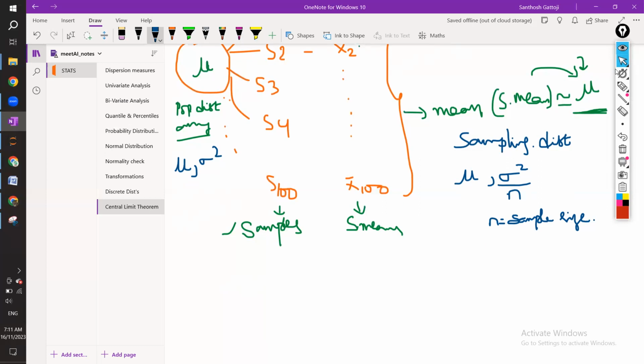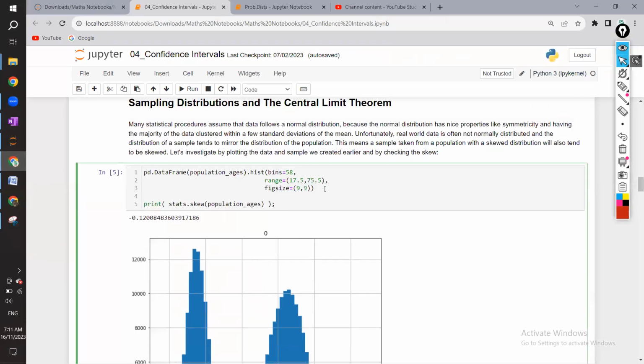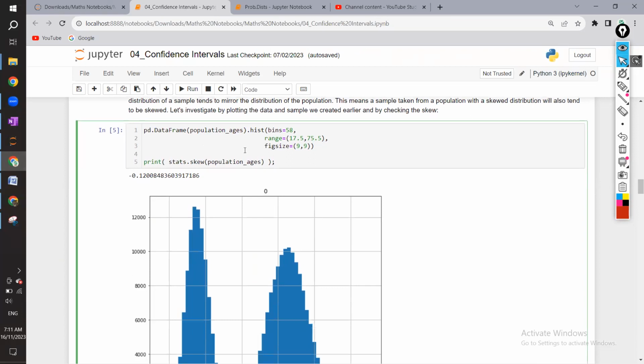We'll come back to this again. Now, interestingly, we'll go back and see an example. That was the theory, and now we'll see an example. Let's try to investigate something.